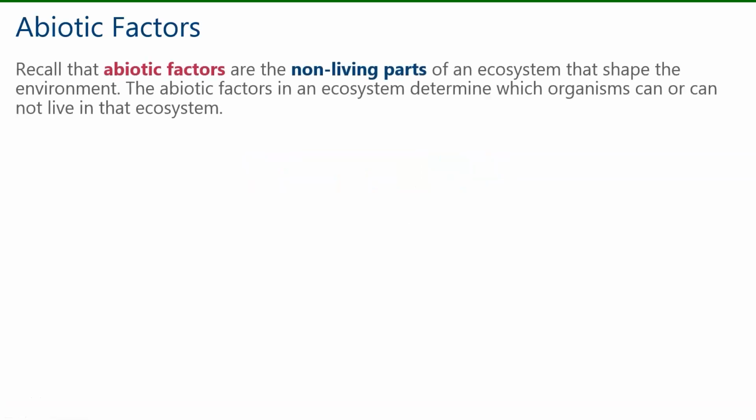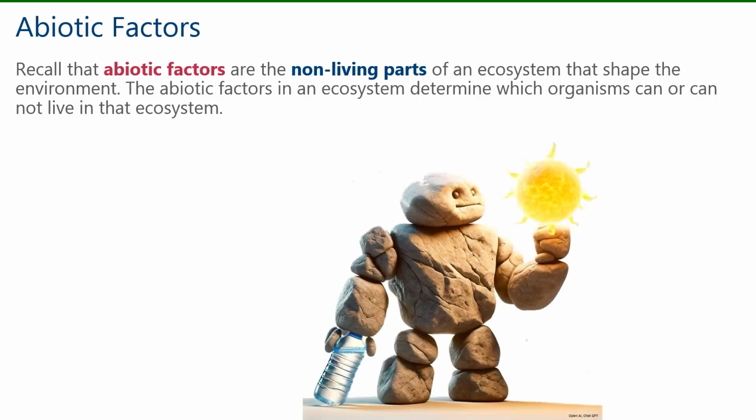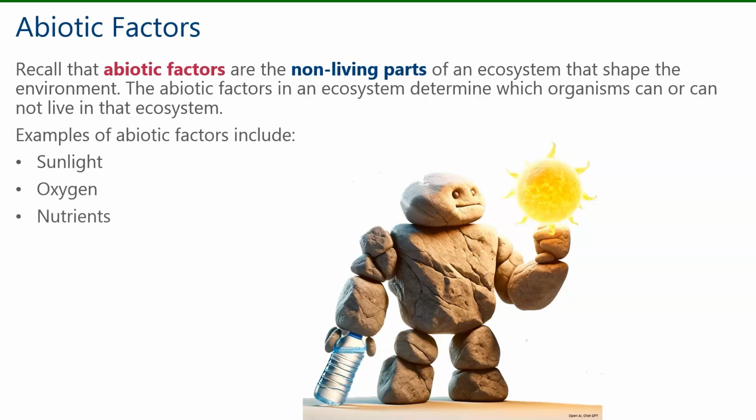Recall that abiotic factors are the non-living parts of an ecosystem that shape the environment. The abiotic factors in an ecosystem determine which organisms can or cannot live in that ecosystem. Can you see any abiotic factors in the cartoon image below? If you noticed rocks, sunlight, and water, you identified 3 abiotic factors. Some examples of abiotic factors include sunlight, oxygen, nutrients, soil, water, pH, air, temperature, and space.